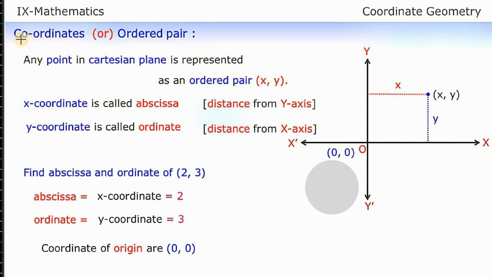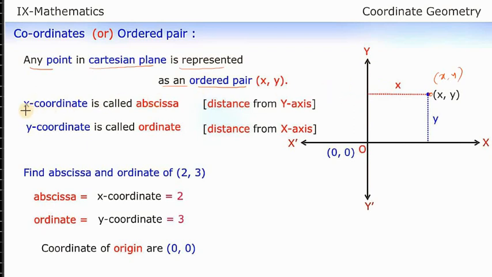So now we see that coordinates are an ordered pair. What is the meaning of coordinates being an ordered pair? Any point in the Cartesian plane is represented as an ordered pair. Yes, we may take any point in the Cartesian plane as (x, y).